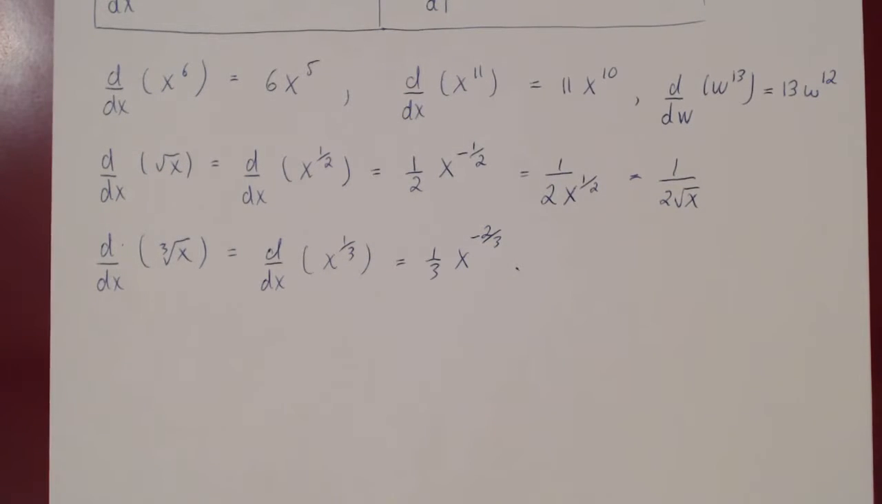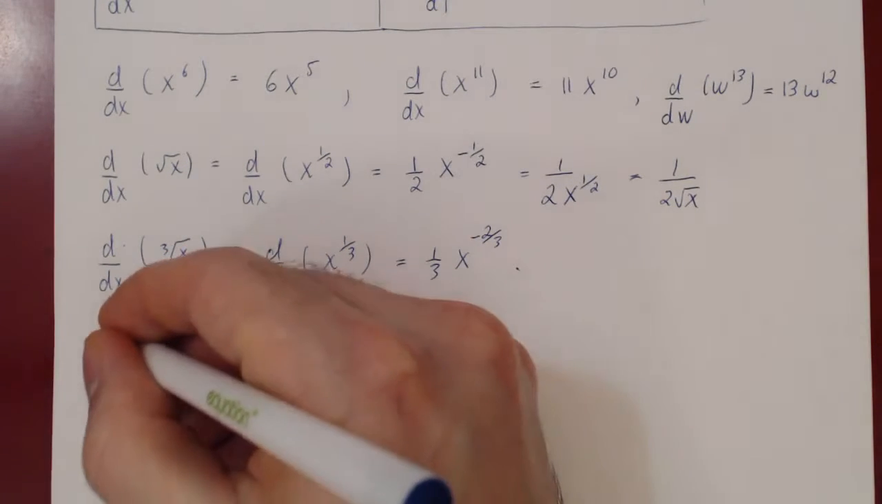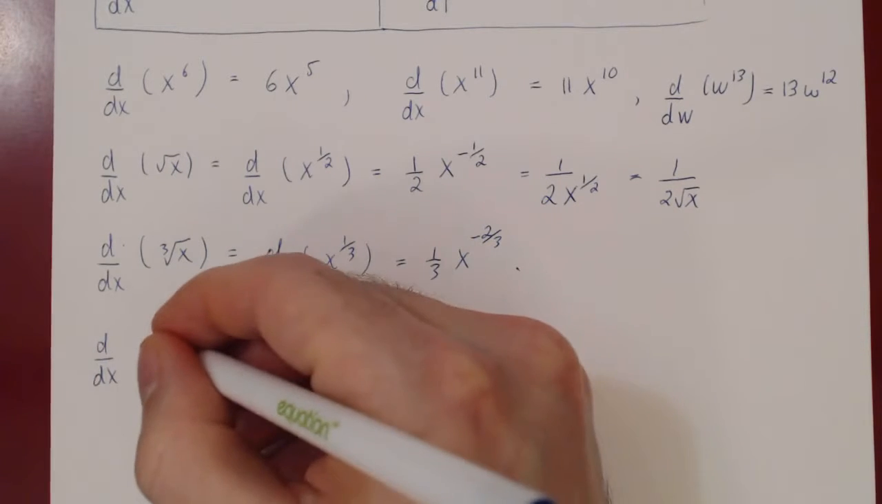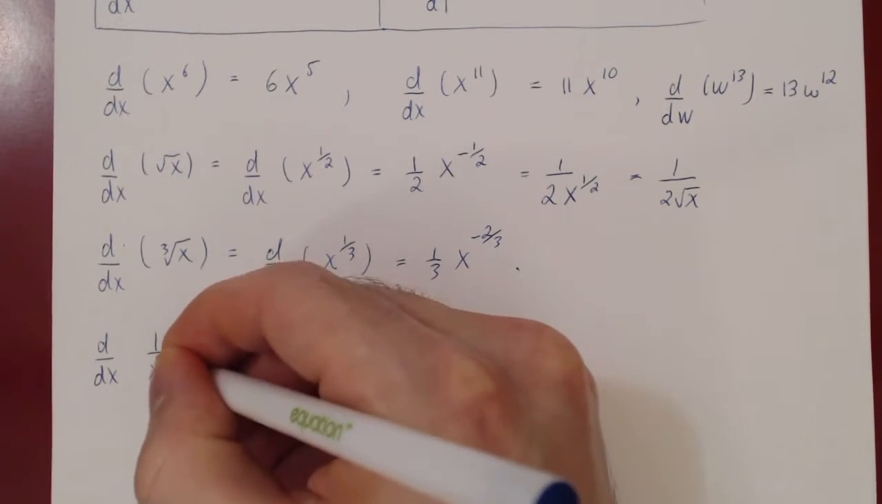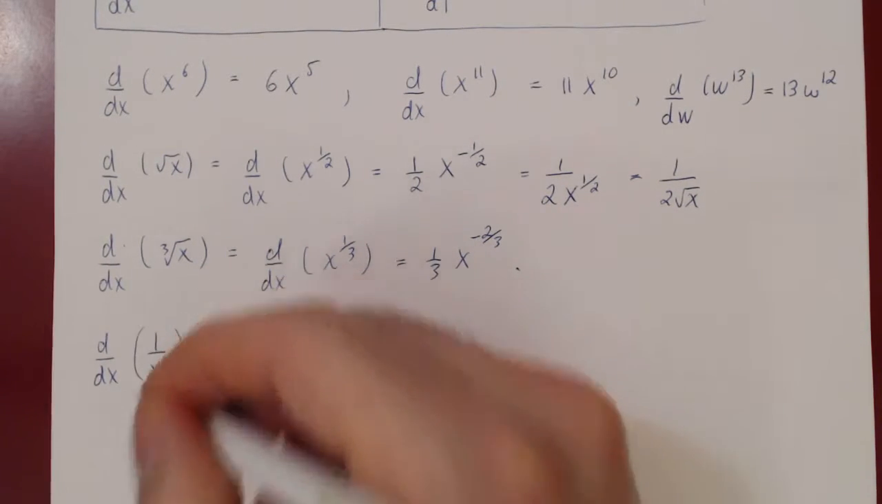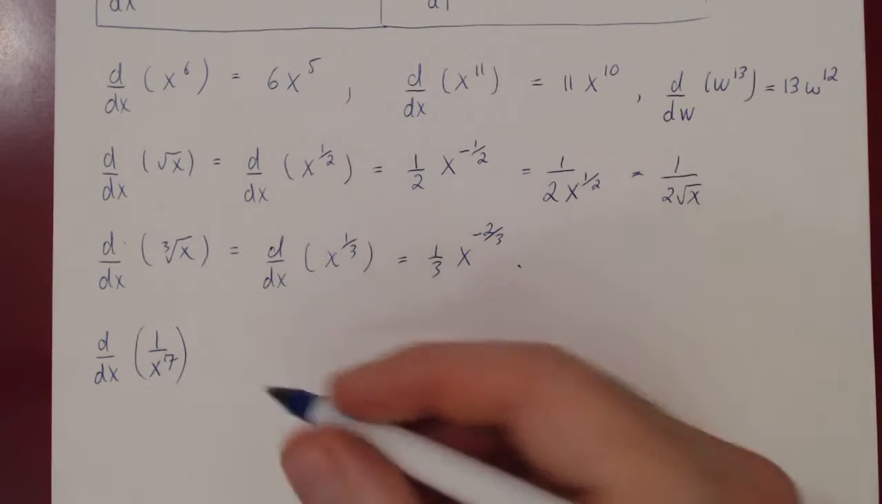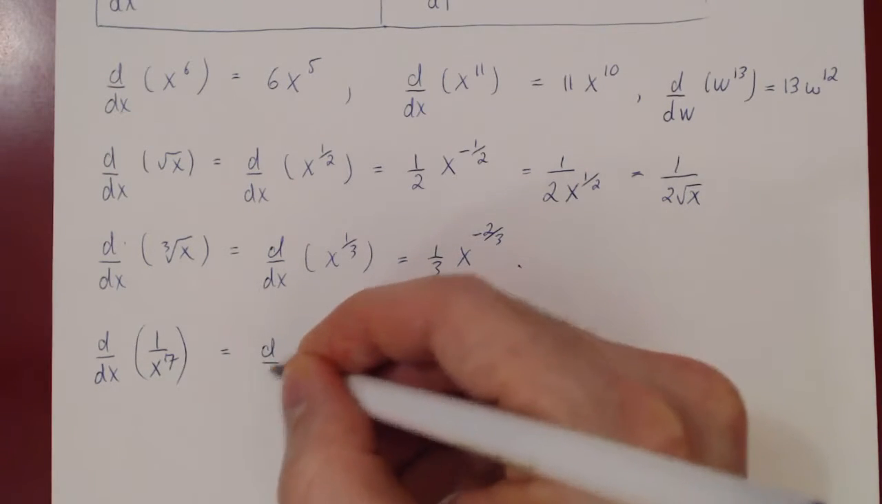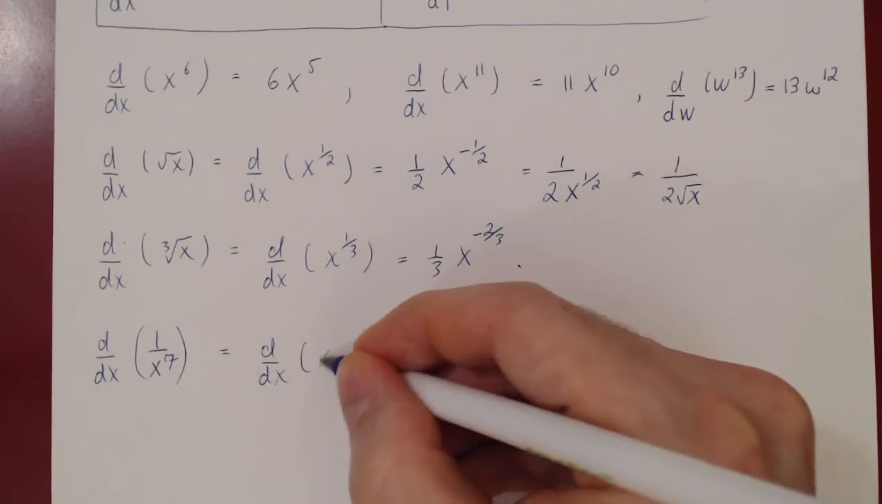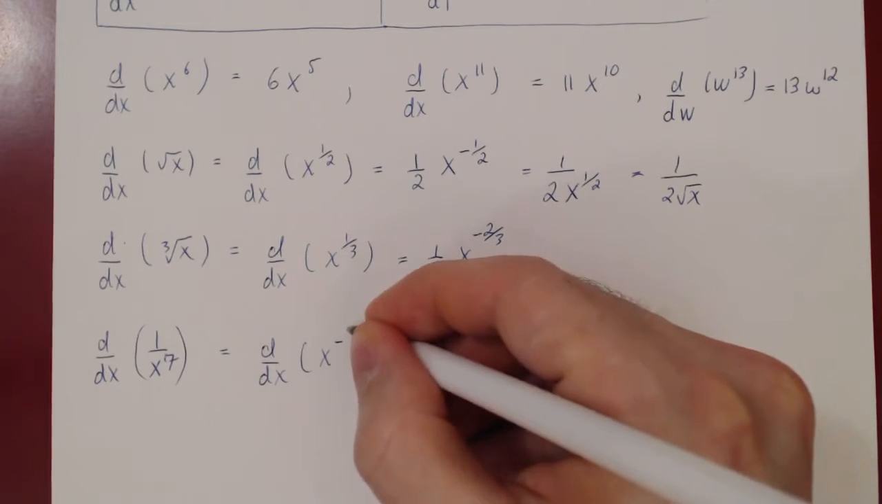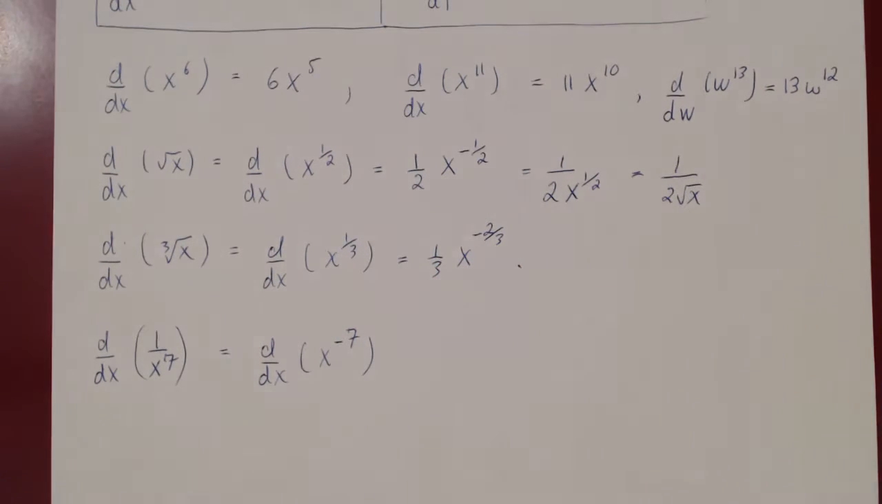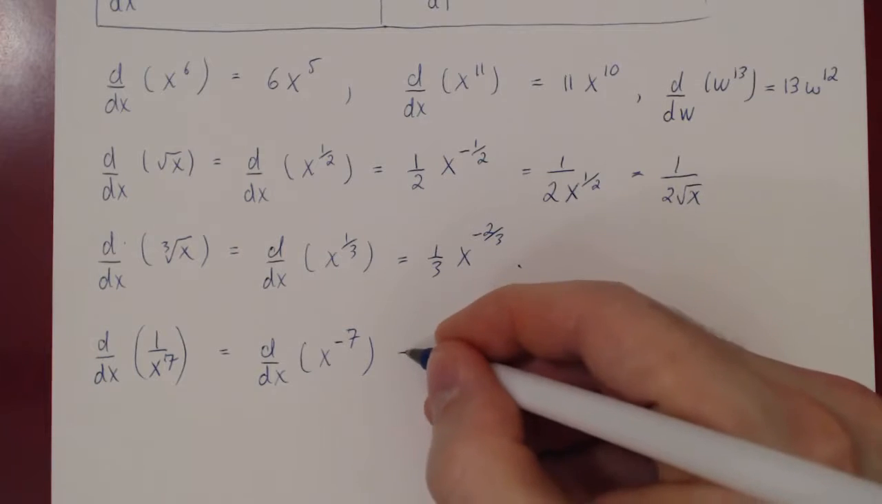What if we have, say, a fraction? What if we have the derivative of 1 over x to the 7? Right? So this is not directly x to a power. Well, if we bring x back up, this simply becomes the derivative of x to the negative 7. And now we can use the power rule.